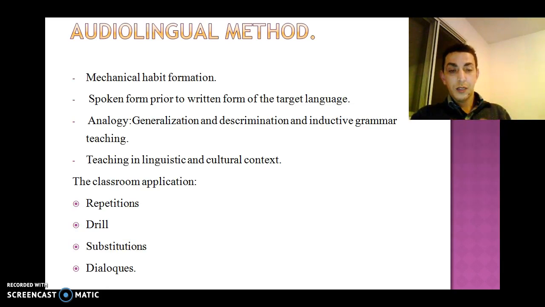Of course, what's good in this method, it pays a lot of attention to everything which is cultural, and these principles we can find in front of it with the applications. So we translate this kind of principles into applications, and there are repetition, drill, substitution, and dialogues. So when we say mechanical habit formation, it's kind of drills and repetition.